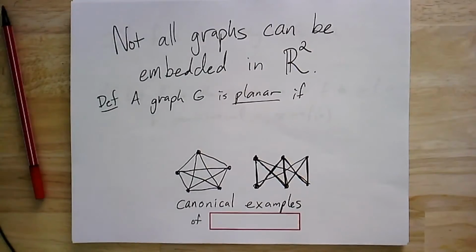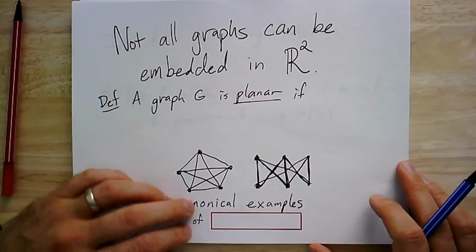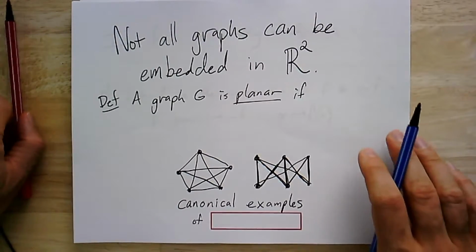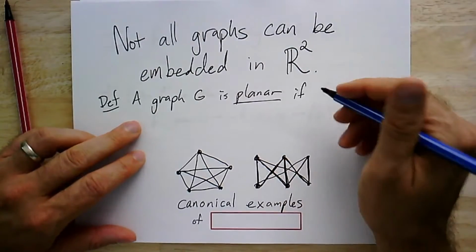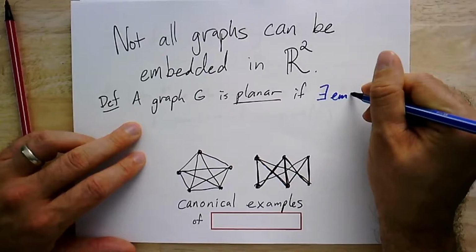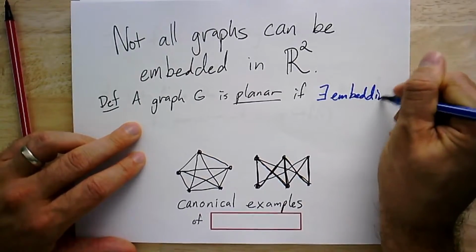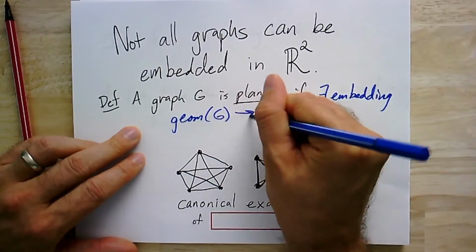So you can get an embedding without trying too hard if you go into R3. But on the other hand, not all graphs can be embedded into the plane. In fact, a special case of a graph that can is called a planar graph. So a graph G is planar if there exists an embedding of that graph into R2.